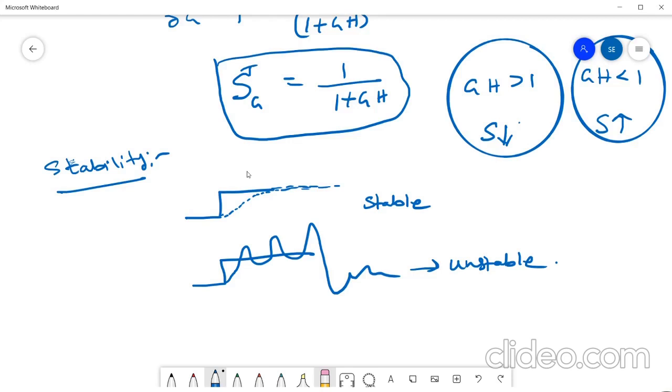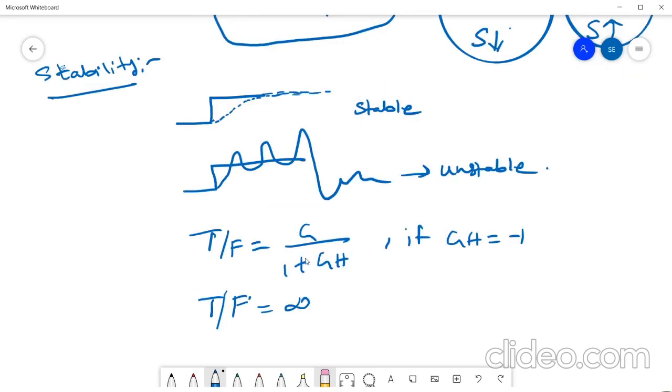Overall, the transfer function will be infinity, because if I substitute GH equal to minus 1, it is G by 0. Since the denominator is 0, the transfer function will be infinity. That means your response will go out of boundary, right? So it is an unpredictable and unstable response.